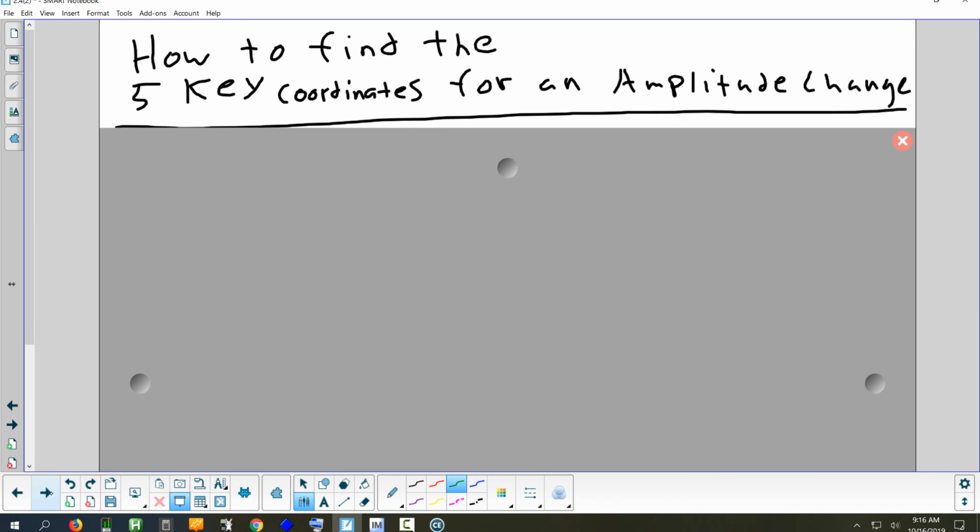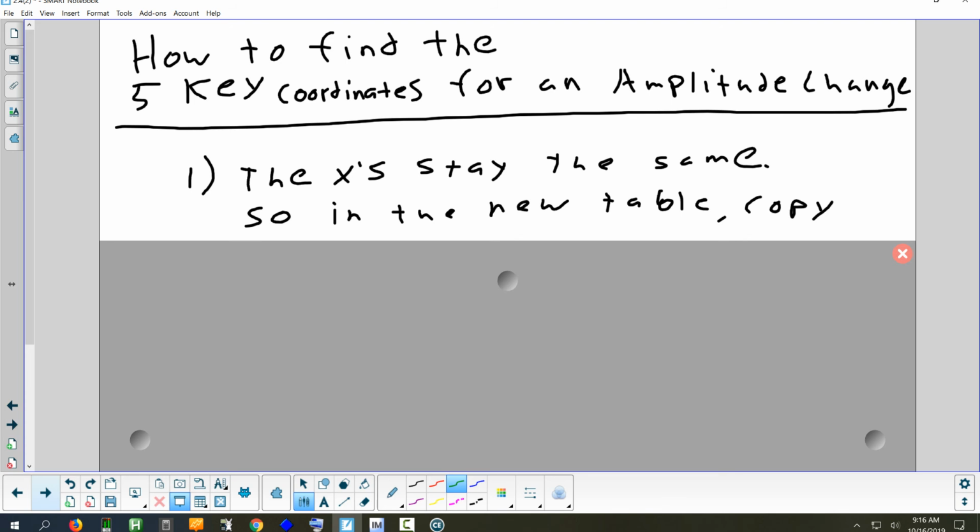Okay, so now we know what the equation looks like. We've got to figure out how to take the original table from yesterday and modify it. So, Stephen, what values are going to be changing today? If we're stretching and compressing vertically, the y values. The y values are going to be changing, so which ones are not changing? The x values. So the x's are going to stay the same.